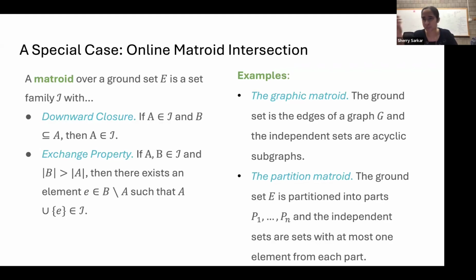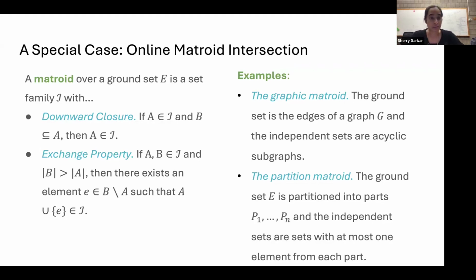Right, you can really see the exchange property in action with the linear algebra example. There's the graphic matroid, which is one I've talked about earlier and is in the slides. The edges of a graph are your ground set, and the independent sets are acyclic subgraphs. And then we have the partition matroid, which is one that we've actually talked about a lot. It's just where your ground set is partitioned into parts P1 through Pn, and the independent sets are precisely those with at most one element from each part.